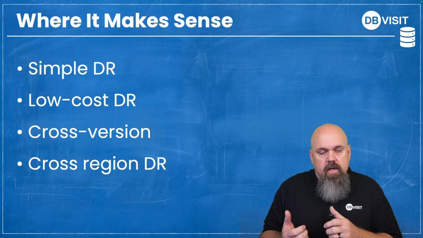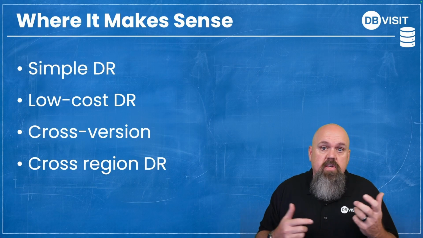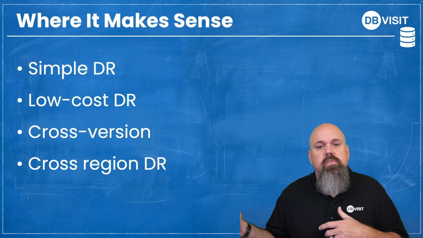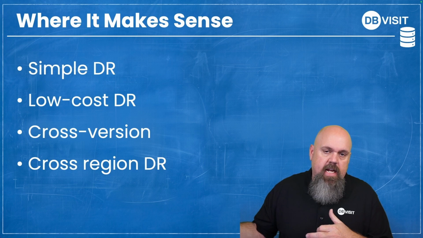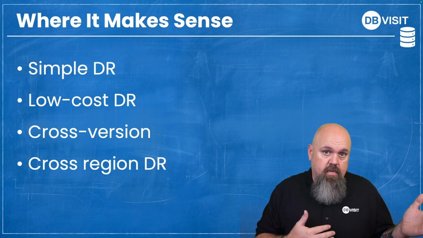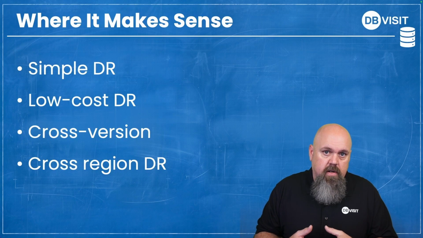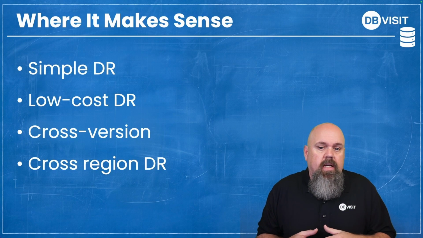The downside about doing cross version is that you can't fail back, right? So if you have a higher level SQL Server on your secondary, if you were to fail over and bring that database online, then it is the new primary. You can't reverse that log shipping traffic. You can use it to go cross region.